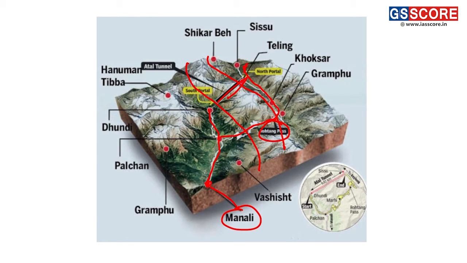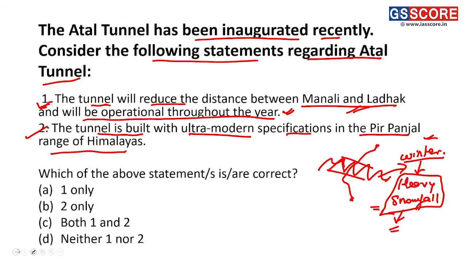But here we can see this Atal Tunnel has been made, which cuts the time by almost 7 to 8 hours for crossing this region. Thus, the Atal Tunnel has quite high significance in this region. So, looking at the statements again, statement 1 is correct, statement 2 is correct, thus making answer C, that is both 1 and 2, the correct answer.